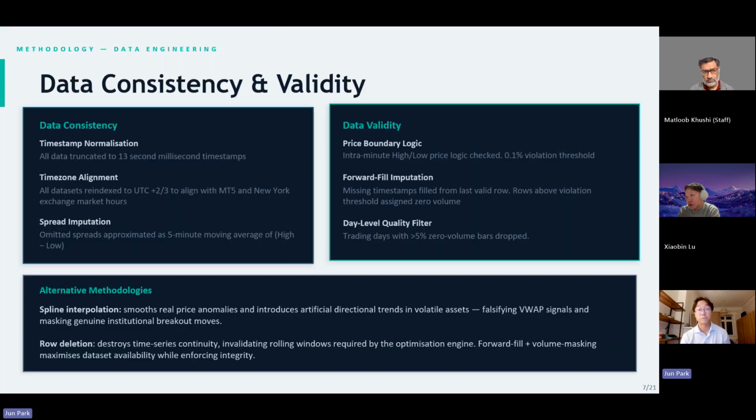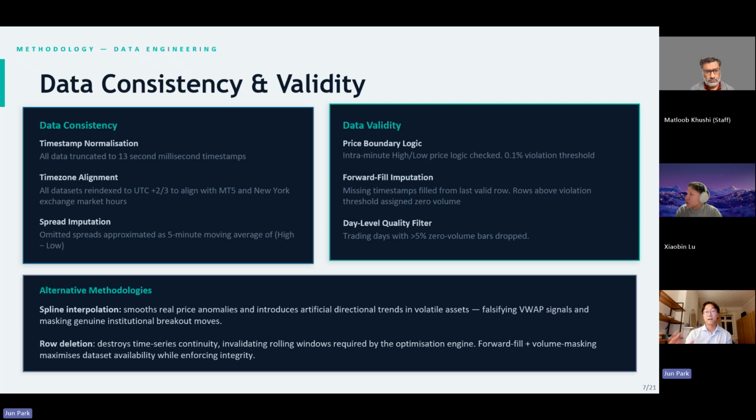The consistency stage resolved formatting divergences between sources, primarily timestamp formats and time zone differences. Everything was re-indexed to a UTC+2/+3 baseline, which matches the MetaTrader 5 platform and also aligns with New York financial market hours. This alignment is critical for our institutional execution focus because major institutional desks operate on Wall Street hours. And so our rolling indicators have to reset exactly when those institutions open their daily books to prevent false signals. The validity stage then enforces strict pricing logic across every row using historic open, high, low, close price relationships.